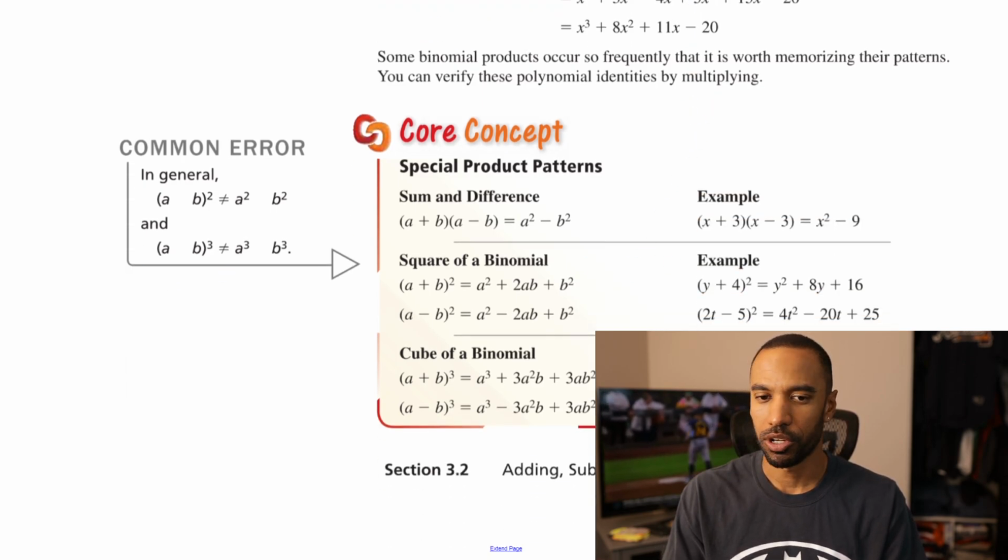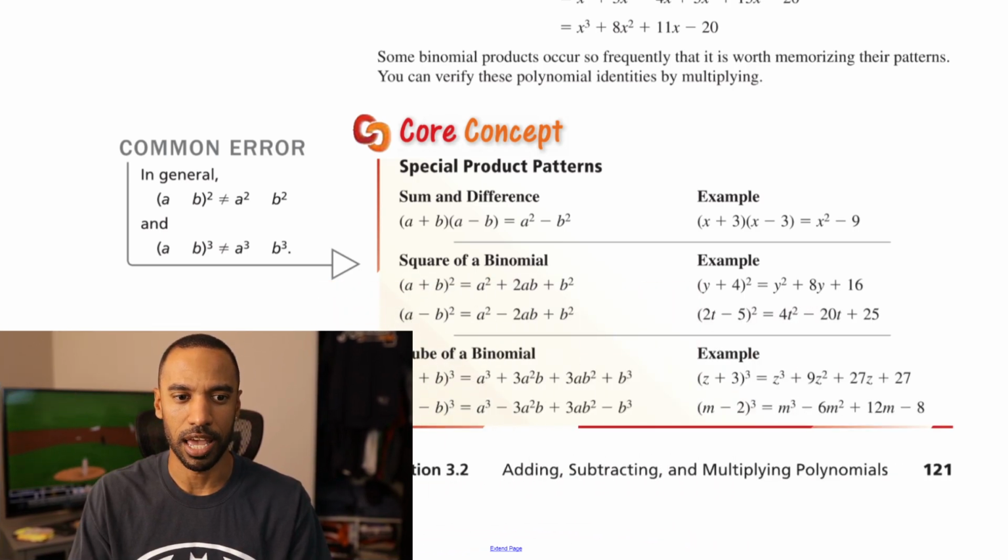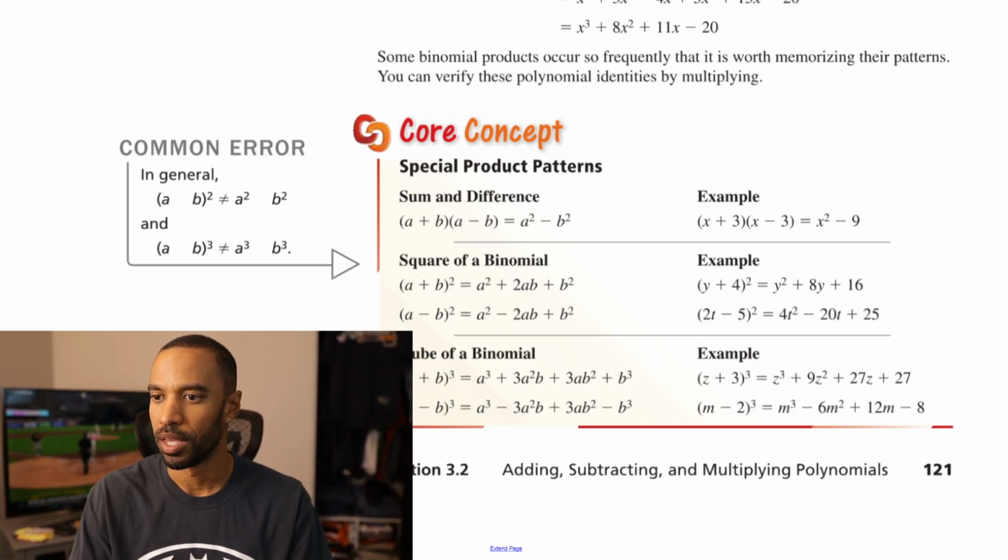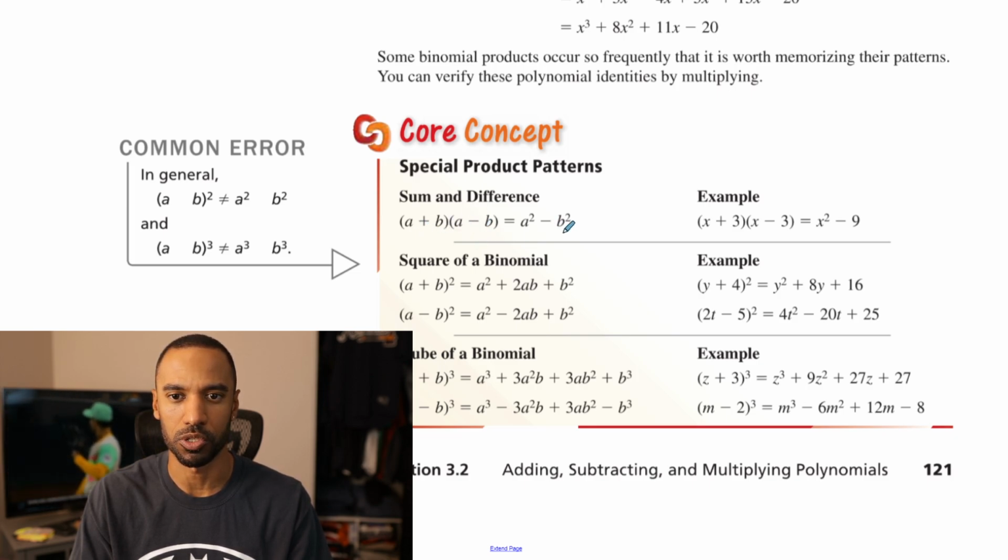Okay, there are special product patterns. Let's get into them. We should know from IM2, the sum and difference one, where you have a plus b times a minus b. The result is what's called a difference of two squares, a squared minus b squared.